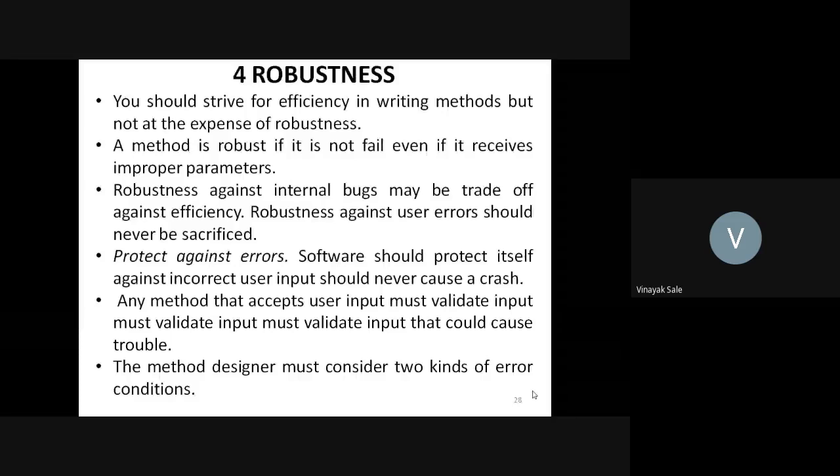Then the next part is robustness. You should strive for efficiency in writing methods, but not at the expense of robustness. A method is robust if it does not fail, even if it receives improper parameters. Robustness against internal bugs may be traded off against efficiency. Robustness against user errors should never be sacrificed.